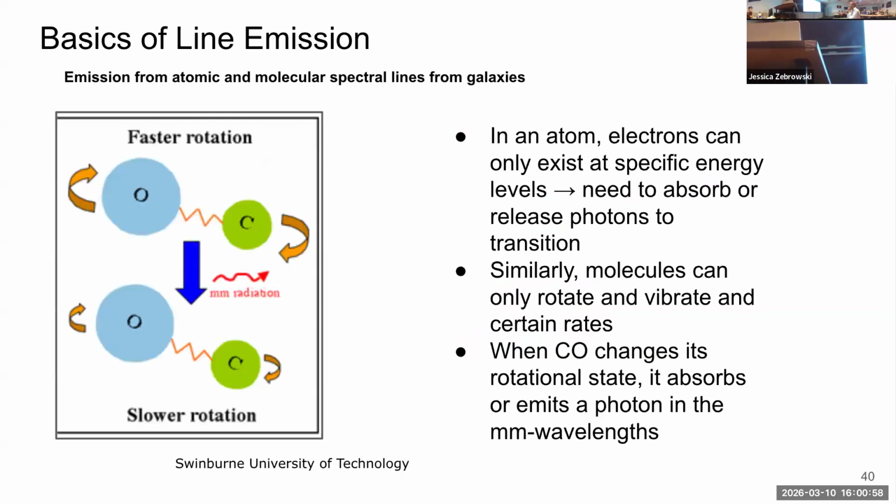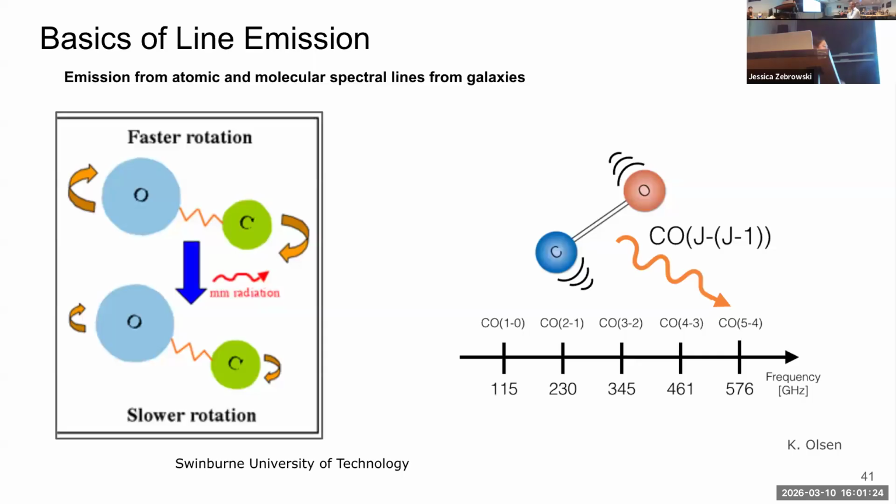So let's talk a little bit about what this measurement is. To do that, we have to go back to the basics of line emission. In an atom, electrons can only exist at specific energy levels, so you need to absorb or release photons through transitions. Similarly, molecules can only vibrate and rotate at certain rates. For example, when CO changes its rotational state, it absorbs or emits a photon in the millimeter wavelength. This leads to what we call the CO rotational ladder. CO only emits at 115, 230, 345, 461, 576 gigahertz. This is the CO rotational ladder.